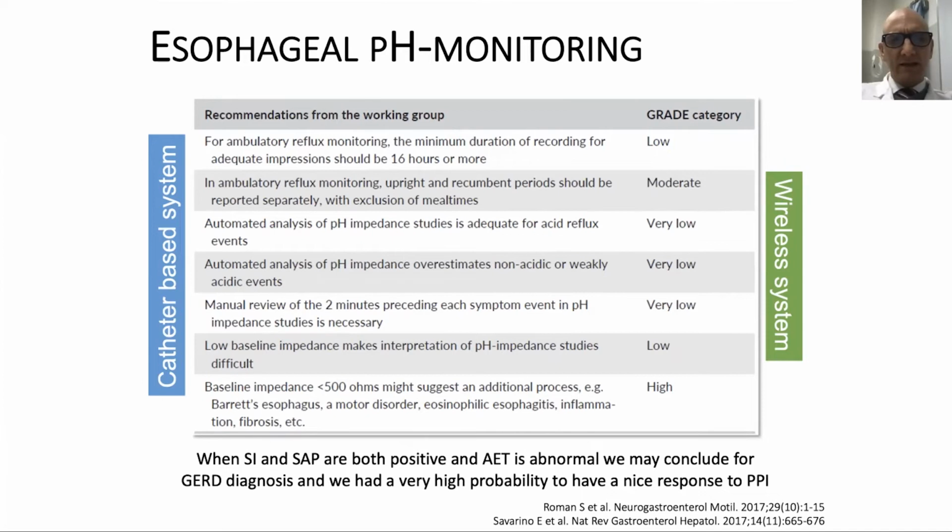Symptom index and symptom association probability should be considered both positive for symptom reflux correlation, and when these tests, SI and SAP, are both positive and acid exposure time is abnormal, we may conclude a GERD diagnosis, and those parameters give us a high probability of a good response to PPI treatment.